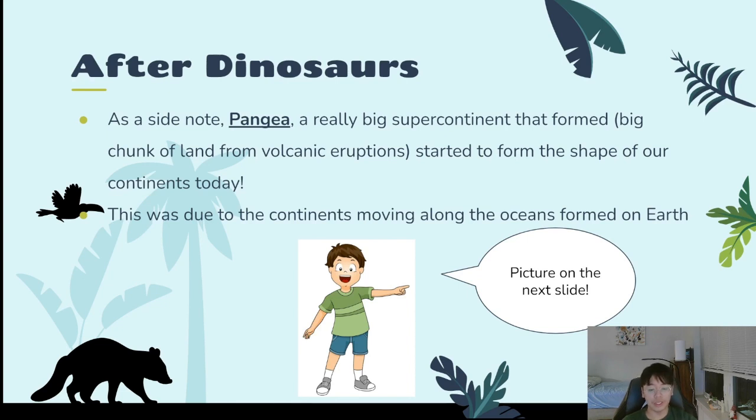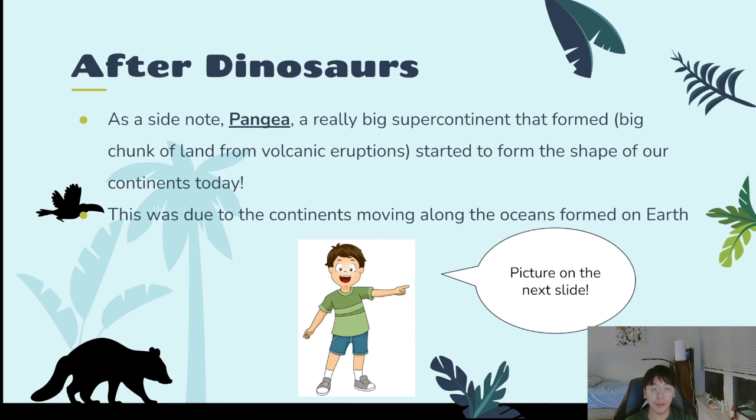So we talked about small islands that formed from the volcanic eruptions. But they all gathered and they all got pushed into one big supercontinent. And that is called the Pangea. And it started to form the shape of our continents today by being separated. So this was all due to the continents moving along the oceans formed on Earth.